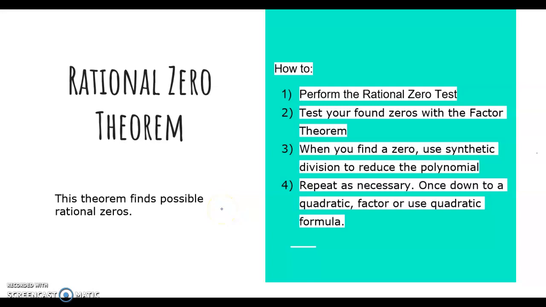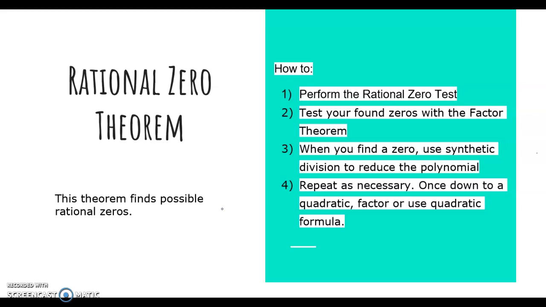This video is on the rational zero theorem, also known as the rational root theorem. This theorem finds possible rational zeros for a polynomial. The first thing that we have to do in order to do rational zero theorem is to perform the rational zero test. And then we're going to test our found zeros with the factor theorem.